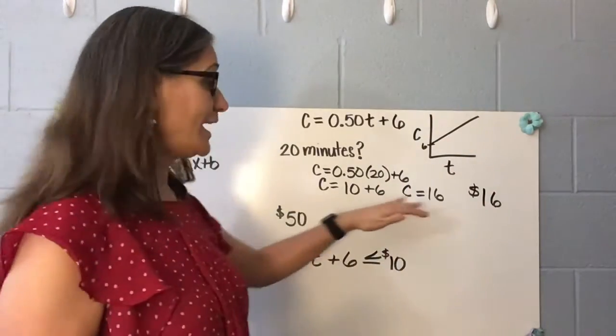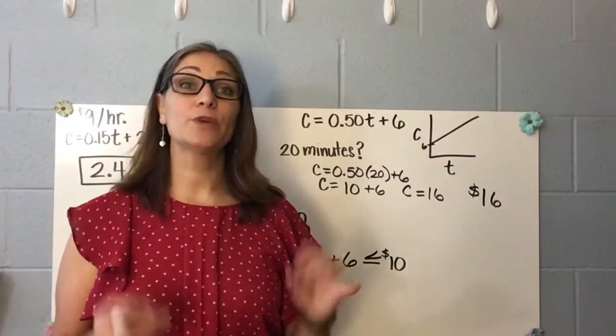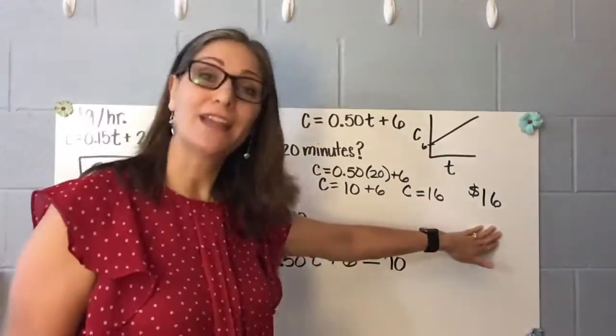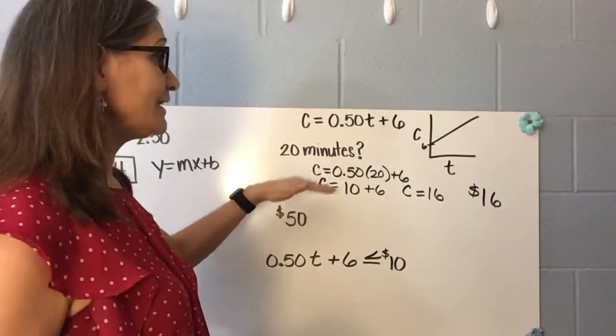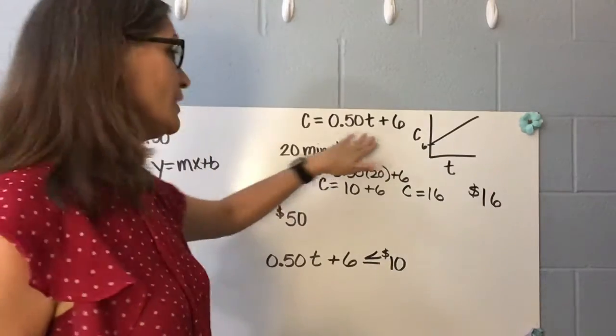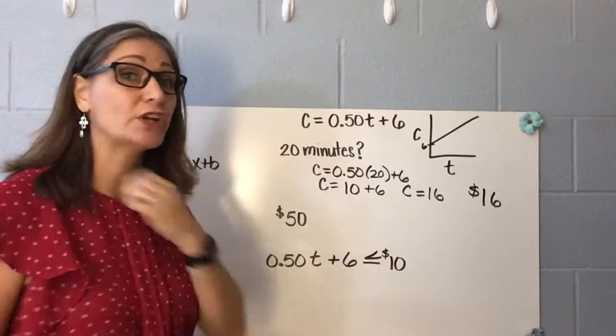So sometimes you're going to be asked for the answer to the equation, sometimes you're going to be asked for the answer to the real life application of the problem, which in this case would be $16. Okay, so what if instead of me giving you the t variable, I gave you the c, which is the y variable, and that's what I'm going to show you in this $50 example.